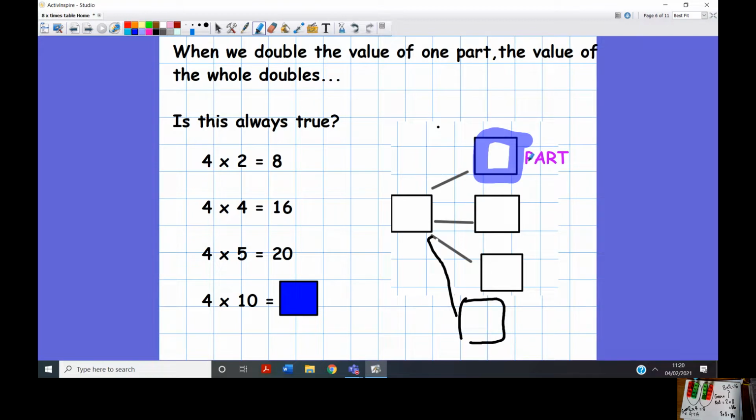Again, thinking about repeated addition, we add one of these parts and it makes our whole. So 4 times 2 is 8. We know that 4 times 2 is 8. 4 groups of 2 is equal to 8. 4 groups of 4 is equal to 16. Oh, we should be seeing our pattern again. We've doubled one of our parts, and it's made our product larger. Let's have a look at another example. 4 times 5, 4 groups of 5 is equal to 20.